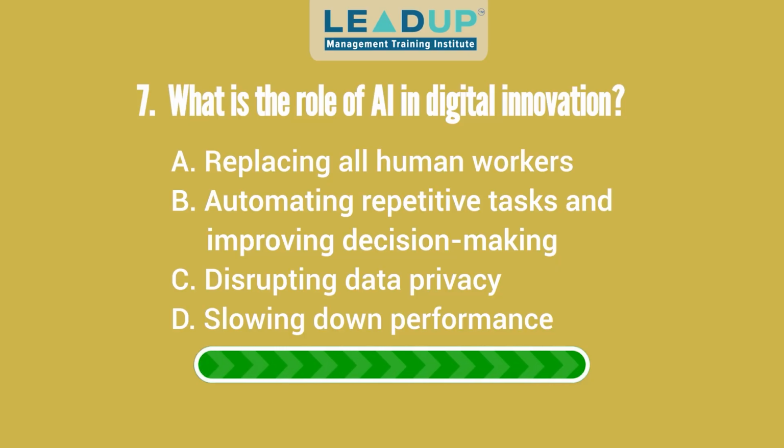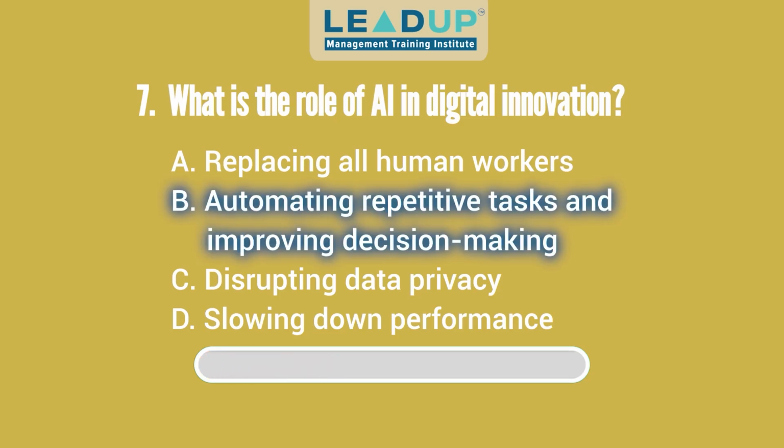What is the role of AI in digital innovation? A. Replacing all human workers. B. Automating repetitive tasks and improving decision-making. C. Disrupting data privacy. And D. Slowing down performance. Answer: automating repetitive tasks and improving decision-making.